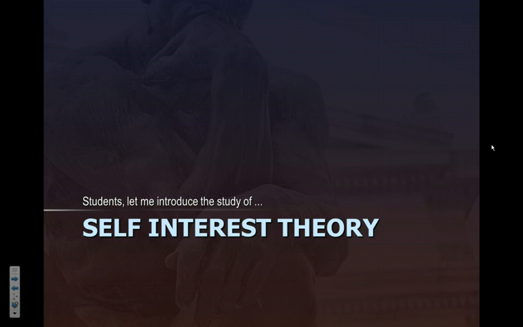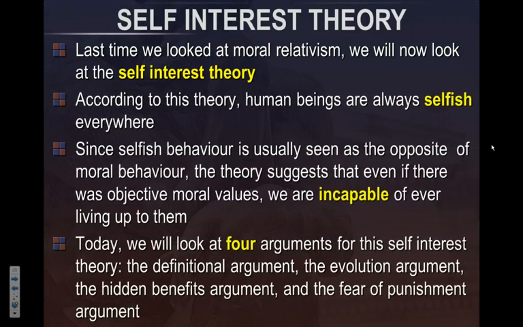Okay, so today we're going to look at another theory of ethics, a very simple one called the self-interest theory. And it's exactly as you'd imagine it is described. The self-interest theory basically says that when we act, we always act selfishly. Our motives are selfish. Selfish behavior is the motivating factor behind our decision making. Even if there were objective moral values, like this is in fact the right thing to do, we are incapable of ever actually achieving those because we will always be looking out for our own interests.